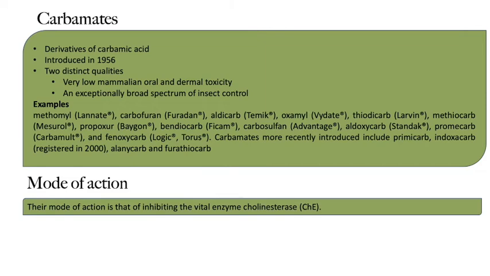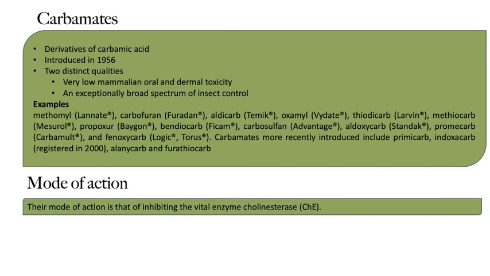Other long lasting carbamate insecticides are methomyl, carbofuran, aldicarb, oxamyl, thiodicarb, methiocarb, propoxur, bendiocarb, carbosulfan, aldoxycarb, promecarb, and fenoxycarb. Carbamates more recently introduced include pirimicarb, indoxacarb, registered in 2000, alanycarb, and furathiocarb.